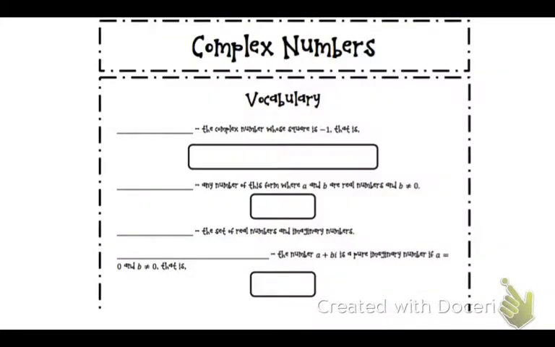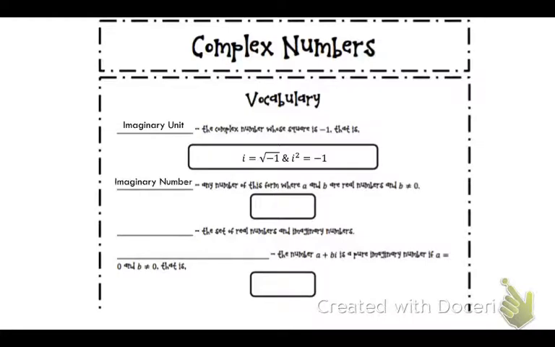So some vocabulary. The complex number whose square is -1 is the imaginary unit. So i is the imaginary unit. i equals the square root of -1, which means i squared equals -1. Very important. You need to remember that i equals the square root of -1 and i squared equals -1.